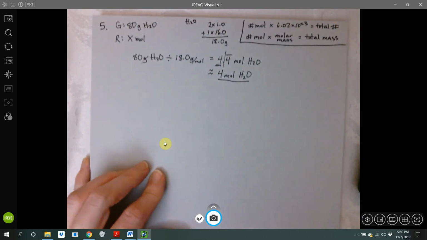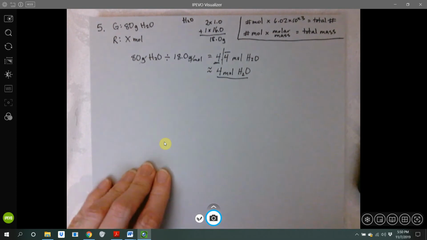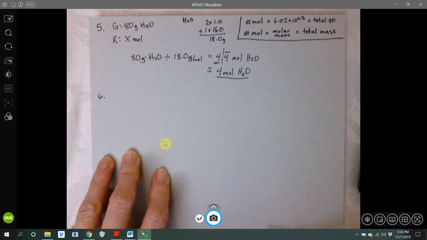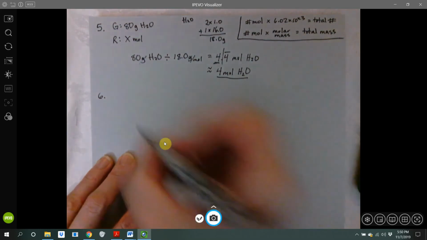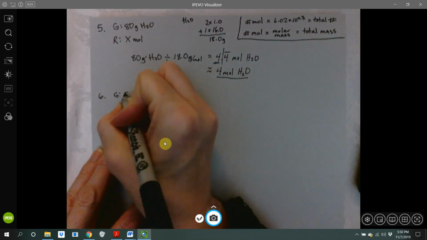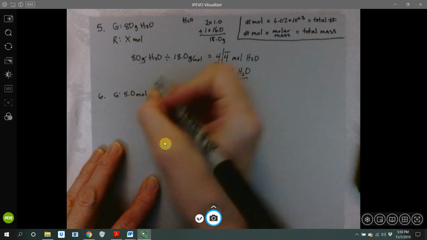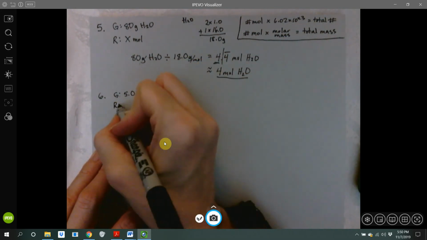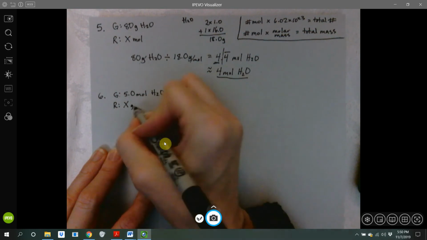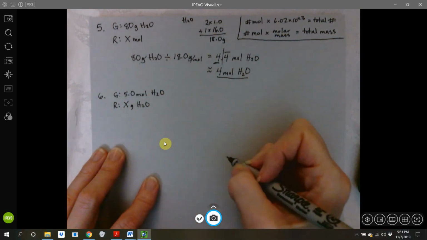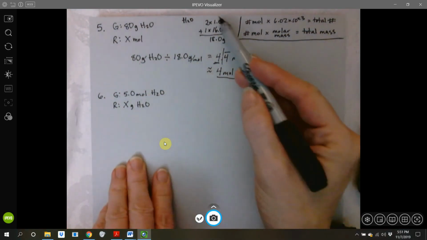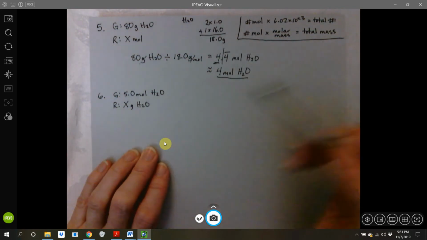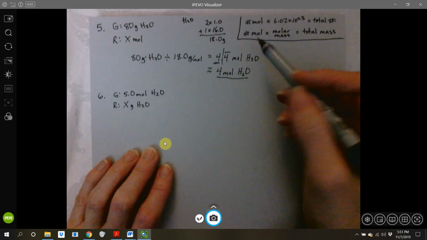Okay, number 6 says, what is the mass of 5.0 moles of water? So they gave us 5.0 moles of H2O. We need to find the mass, so X grams of H2O. We already have our molar mass up here. We're going from moles to grams, so let's check it out. Do we need our molar mass, or what are we doing here?